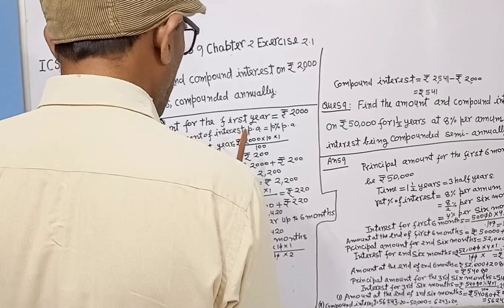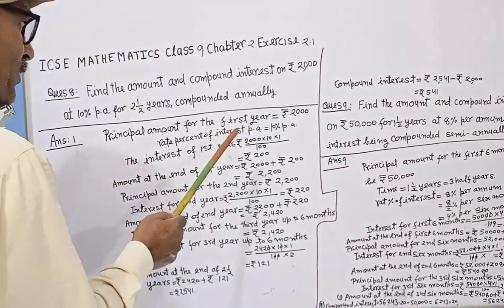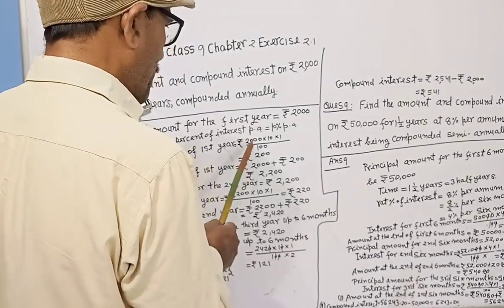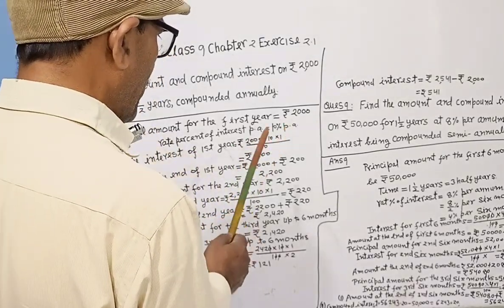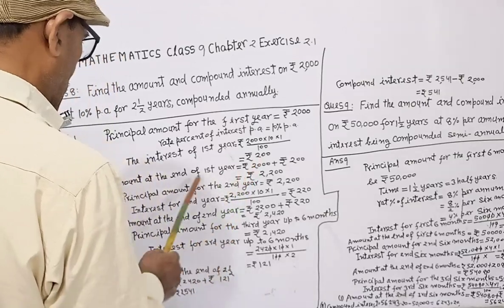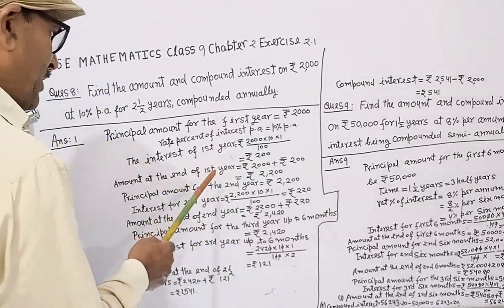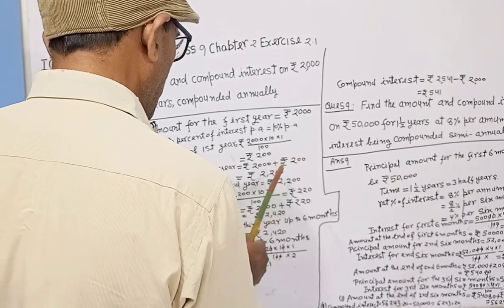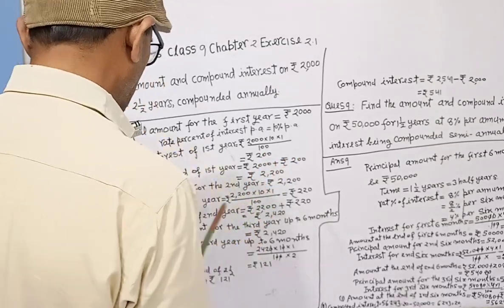Rate percent of interest per annum equals 10% per annum. The interest of the first year equals rupees 2000 × 10 × 1/100, which equals rupees 200. Amount at the end of the first year equals rupees 2000 plus rupees 200, which is equal to rupees 2200.